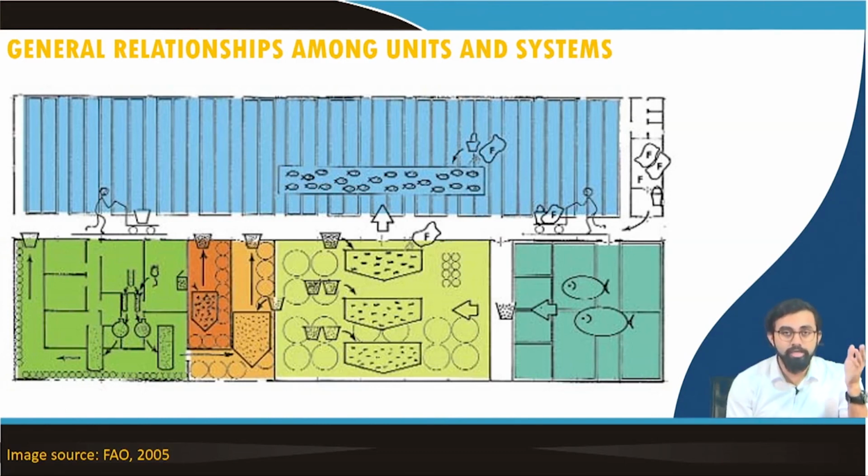Sometimes feed can be delivered in the larval rearing tank also, but in most cases larval rearing tanks are okay with the feed coming from the live feed units. That's how they are connected. That's how, when you are designing, you have to think about all these units available in your farm, available in your hatchery.